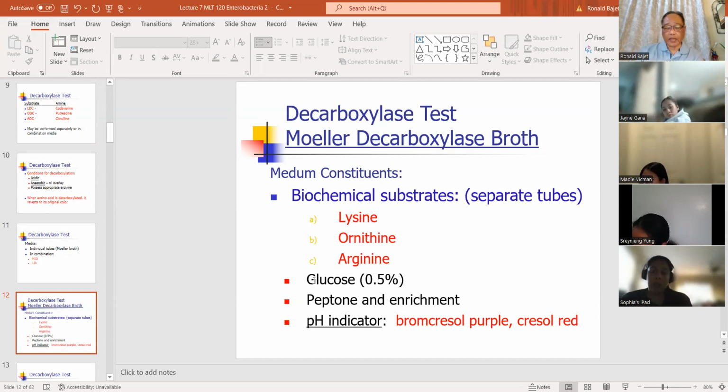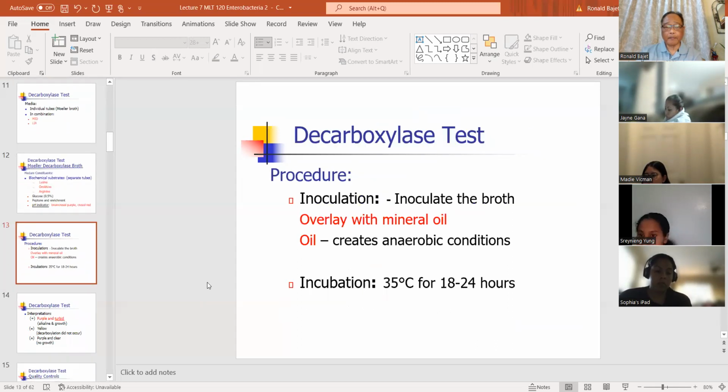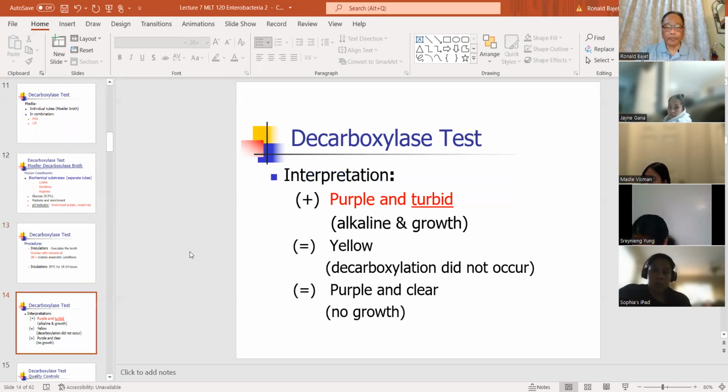The tubes consist of 0.5% glucose, peptone and enrichment, and the pH indicators bromcresol purple or cresol red. Like I said, you want to overlay the tube with mineral oil to create anaerobic conditions. Remember, it's one of those three, and the oil creates anaerobic conditions. Incubated at 37 degrees overnight. Okay, 18 to 24 hours is pretty much overnight.